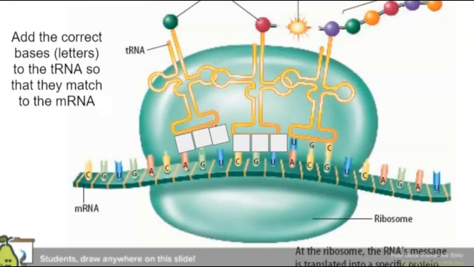All right, so I want you to take a second and choose the answer that has the correctly matching tRNA letters. So you'll see right here, we've got in our mRNA AGU, CGU. I need you to tell me what letters would match there. So you should have gotten UCA, GCA, okay?